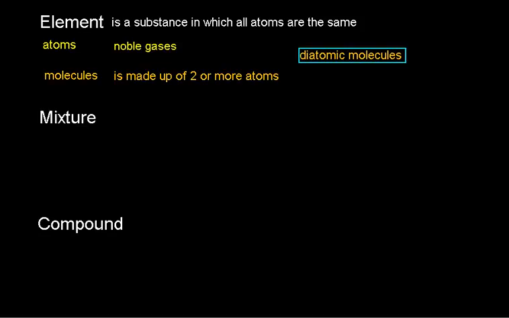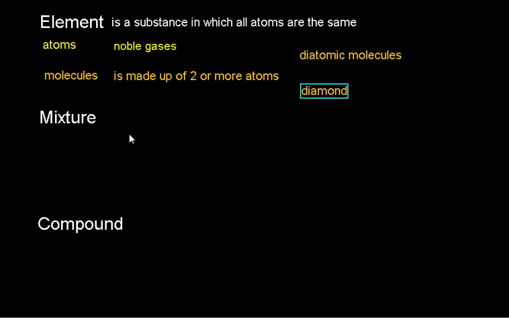Another example of a molecule is diamond. Diamond is made up of carbon, and each carbon atom is surrounded by another 4 carbon atoms. And there are other elements that exist as molecules as well.